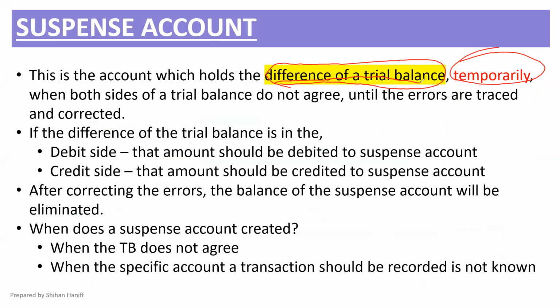When both sides of the trial balance do not agree, until the errors are traced and corrected, we have the suspense account balance. If the difference of the trial balance is on the debit side, that amount should be debited to suspense account. If the difference is on the credit side, the amount should be credited to suspense account. After the corrections, the balance of the suspense account will be eliminated. Balance will be zero. Right? We will do some questions, then you will understand.